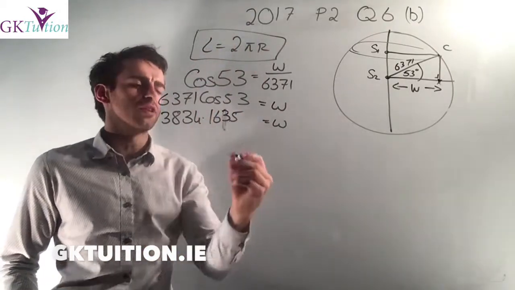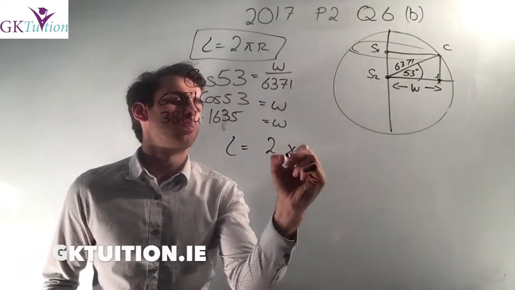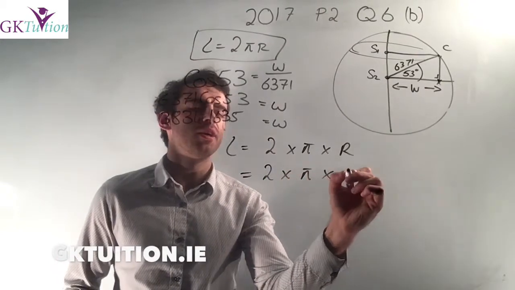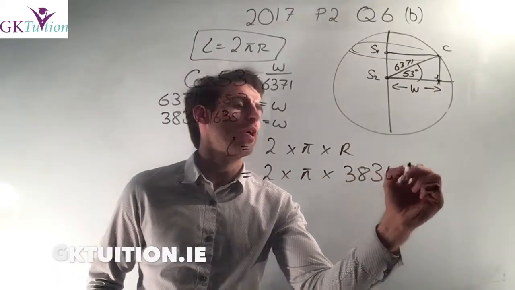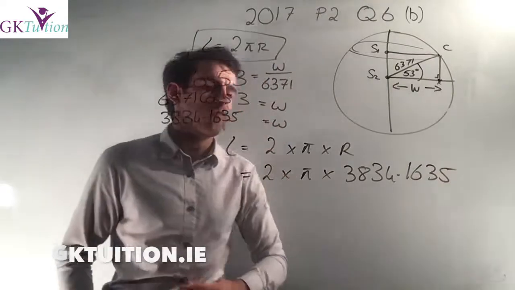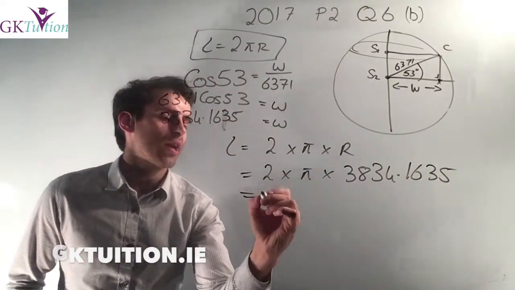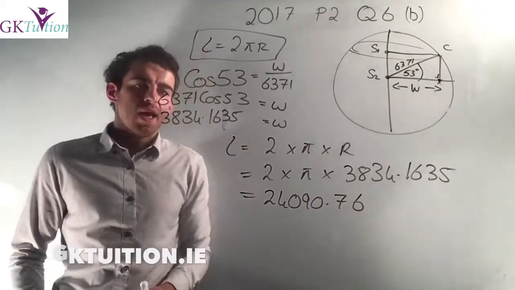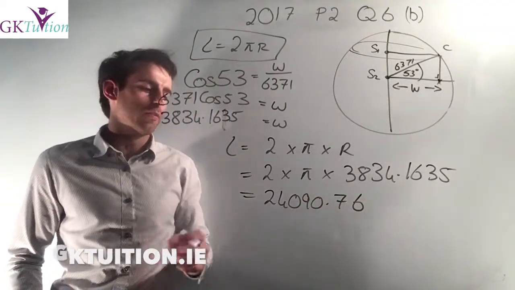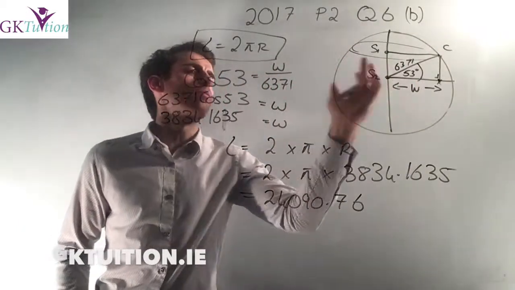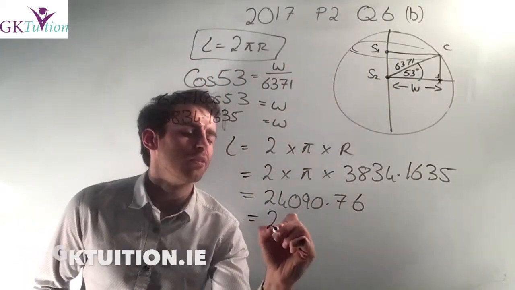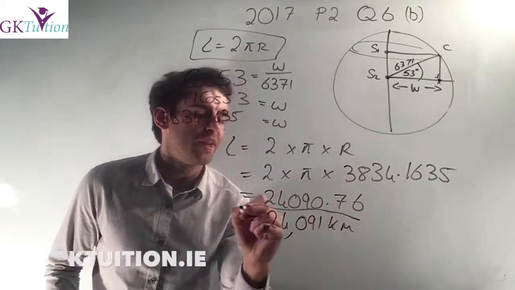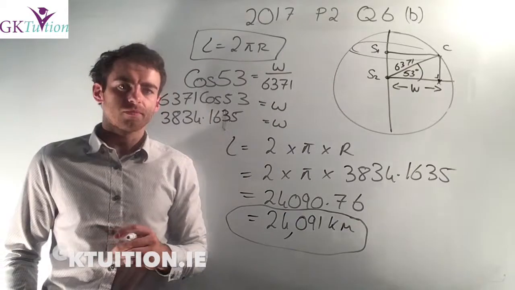So I know the length of my circle S1 is 2 multiplied by pi multiplied by the radius, which is 2 multiplied by pi multiplied by 3834.1635. If I plug all of that into my calculator, my answer works out as 24090.76. It asked me to get it to the nearest kilometer, so the circumference of my circle S1 to the nearest kilometer is 24,091 kilometers. And that's my final answer for part B.